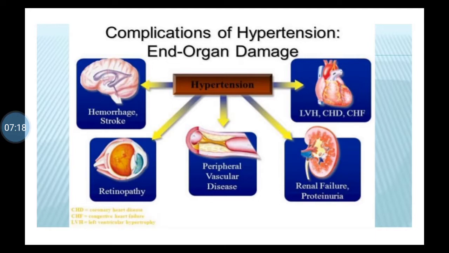Then there may be heart failure, isn't it? Coronary heart disease, coronary heart failure, LVH, that is the left ventricular hypertrophy, isn't it? Retinopathy related to the eyes, isn't it? So the vision may get affected, peripheral vascular disease, renal failure, that means the kidney may get damaged, hasn't it? Eye problems, that is the retinopathy, as I said. So these are some of the complications associated with hypertension.